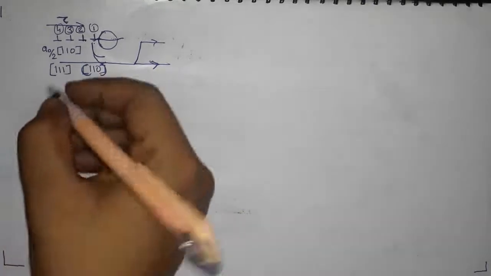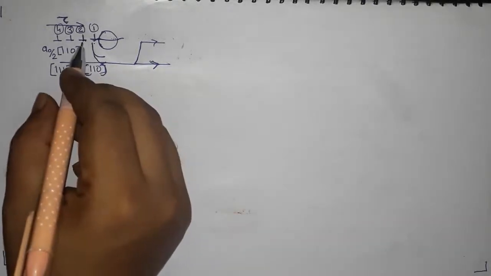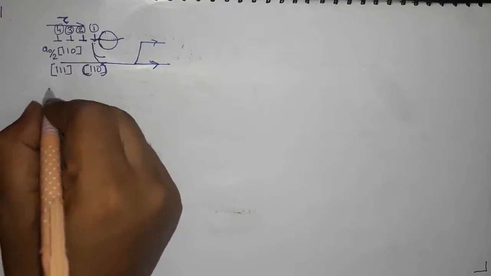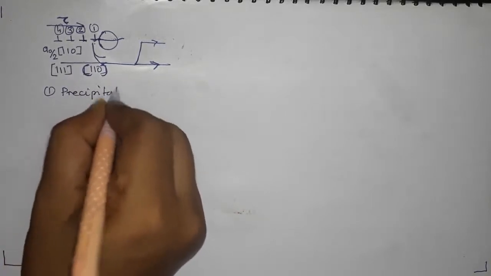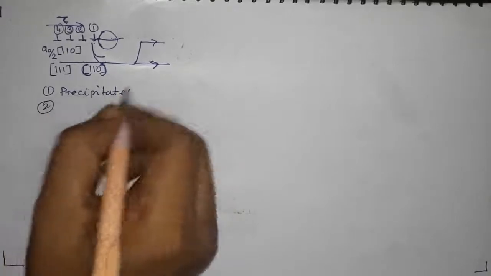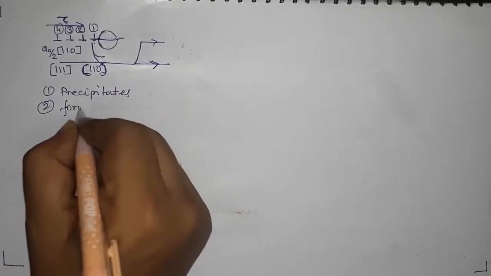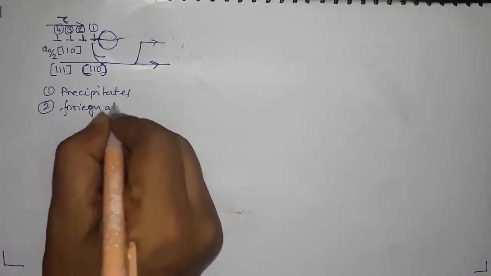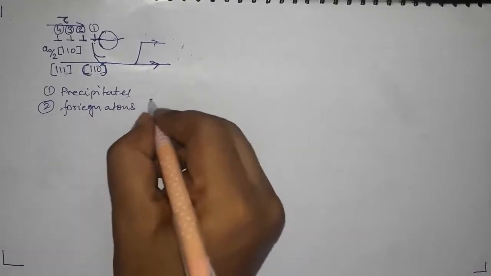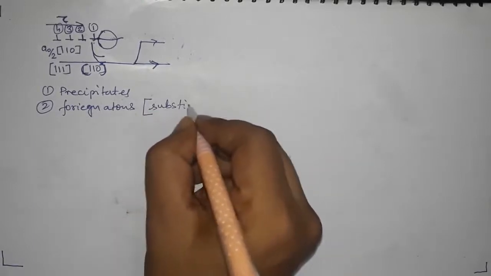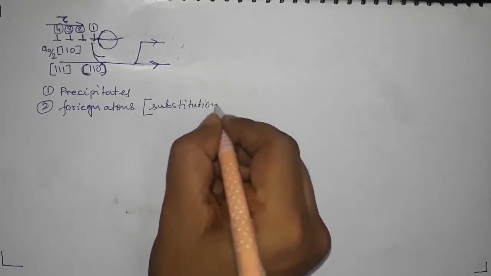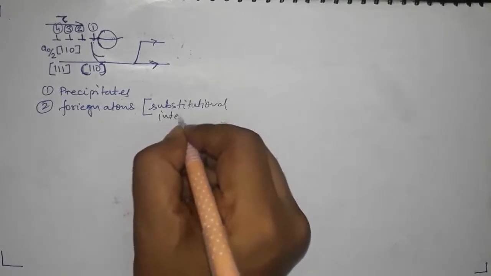That was one of the mechanisms. So for this the theory said that they pile up at the barriers. One barrier could be precipitates, there can be foreign atoms, like solute atoms, so we can have substitutional atoms or interstitials.